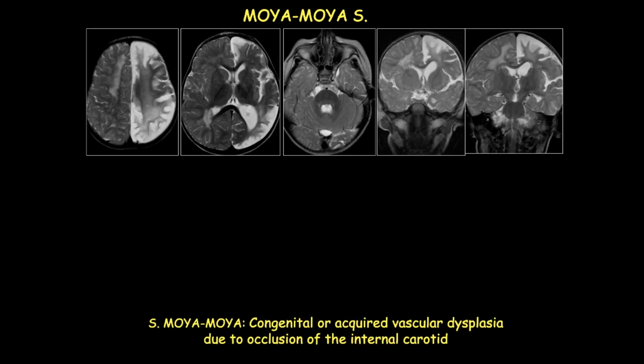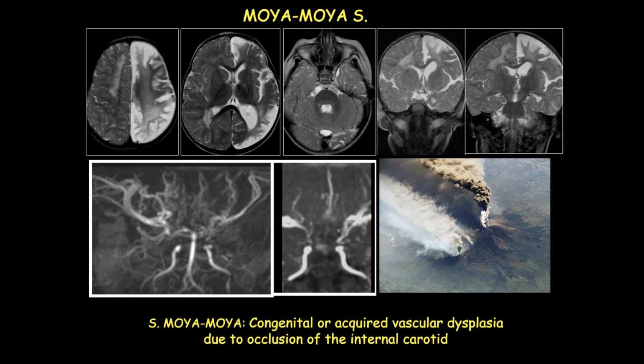Moya-Moya syndrome. Moya-Moya syndrome is a quite peculiar syndrome that is diagnosed in patients less than 20 years of age in 70% of cases, and in 50% of cases is diagnosed in patients less than 10. So it's a very peculiar pediatric disease. It's a disease of children. What does moya-moya mean? Moya-moya means a puff of smoke.